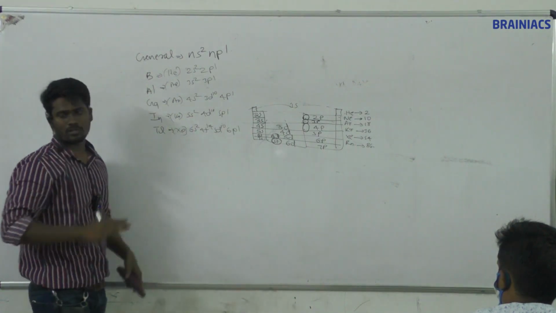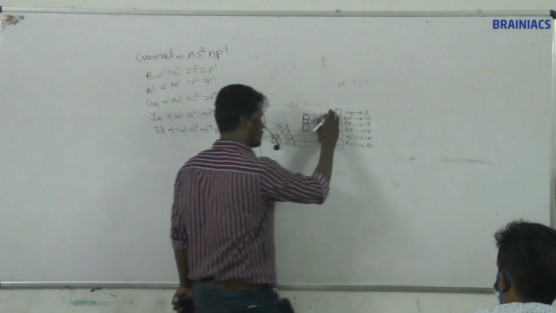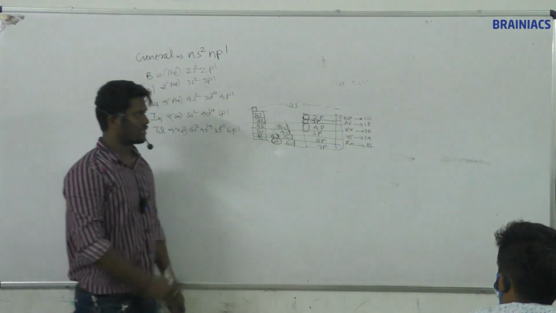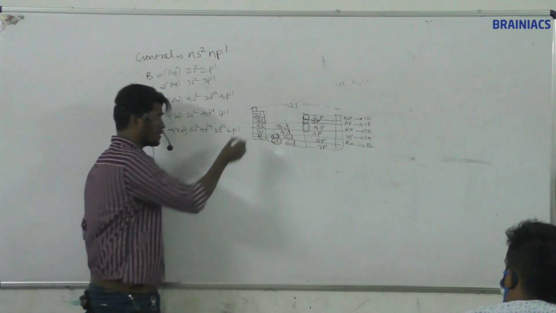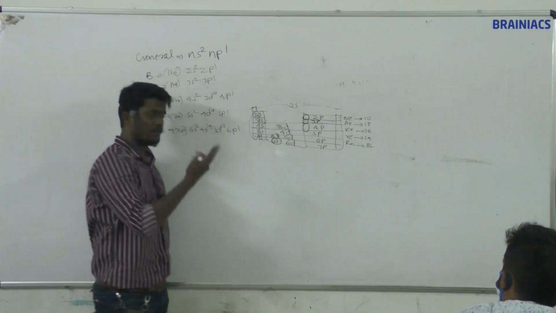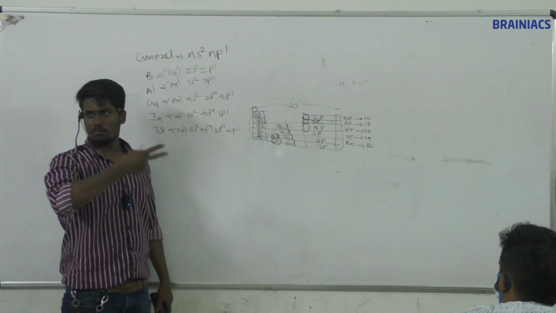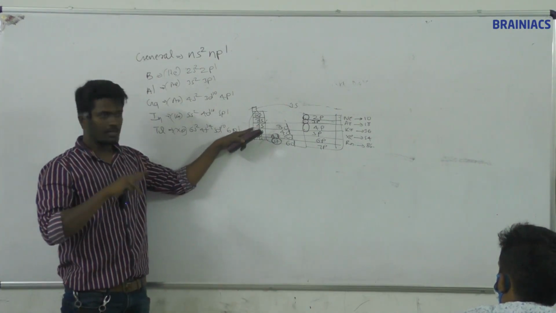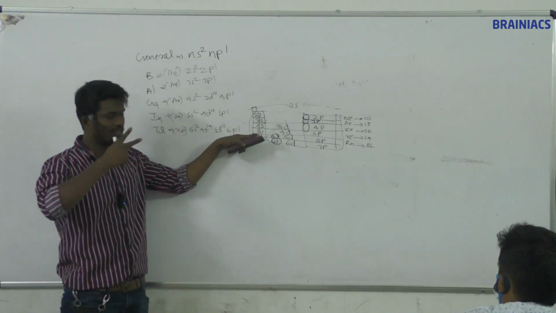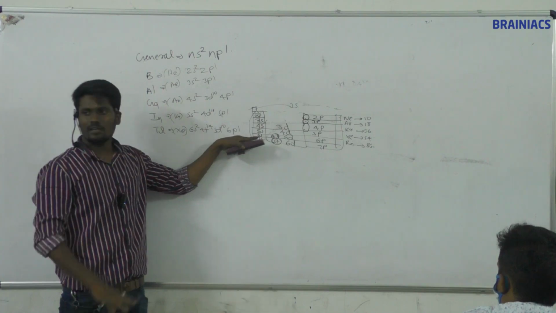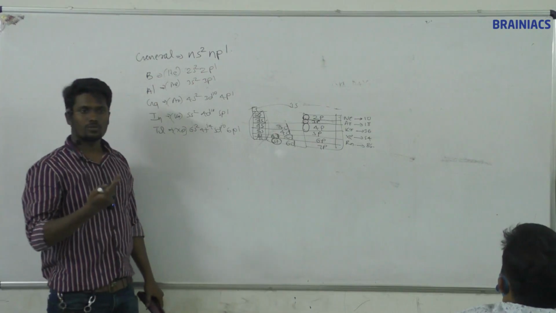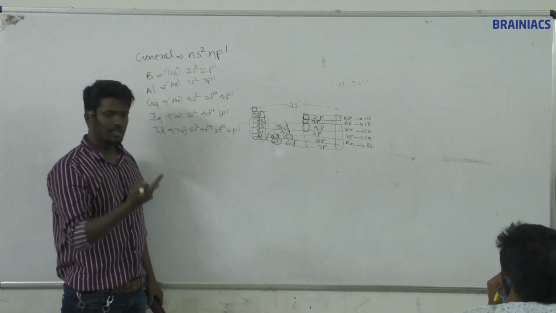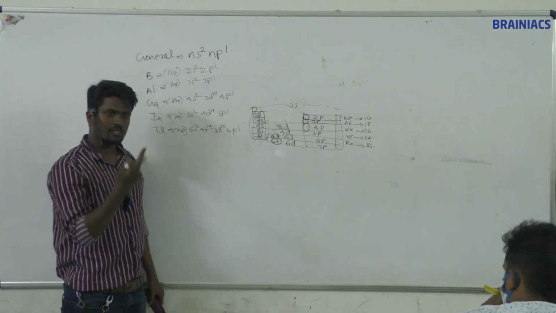So what are the atomic numbers here? 10, 18, 36, 54 and 86. So what is the atomic number of our first group? Plus 1. Okay, plus 1: 11, 19, 37, 55 and 87. So what will the second group be? 12, 20, 38, 56, 88.